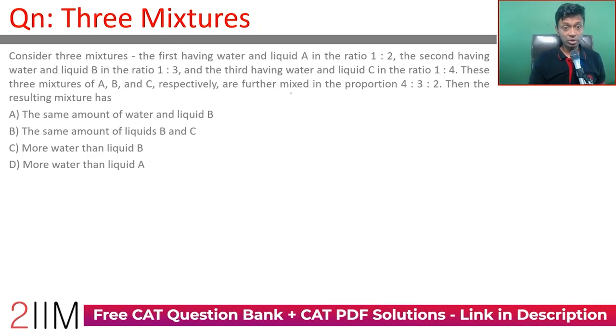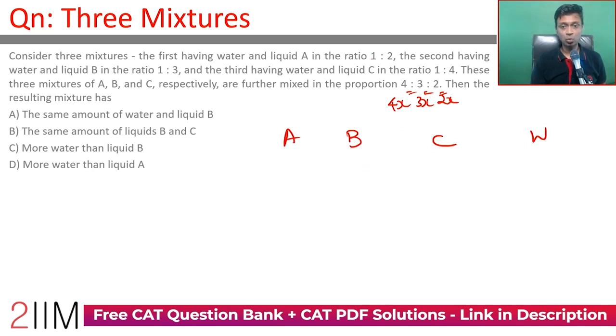3 mixtures. Consider 3 mixtures. The first having water and liquid A in the ratio 1:2. The second having water and liquid B in the ratio 1:3. Third having water and liquid C in the ratio 1:4. These 3 mixtures of A, B and C are further mixed in the proportion 4:3:2. Let's say 4x of A, 3x of B, 2x of C. And so how much of A, B, C and water will be there?